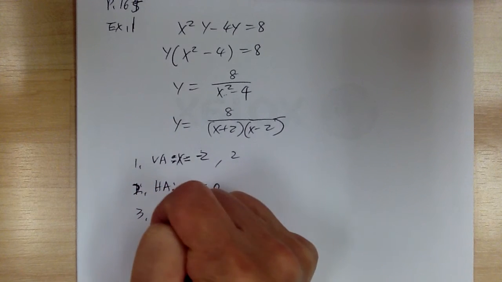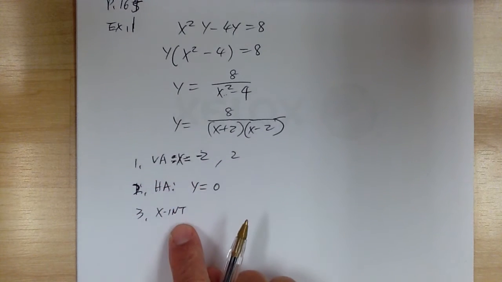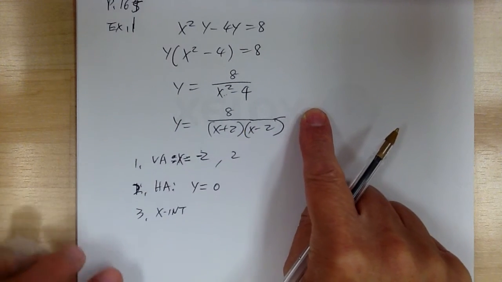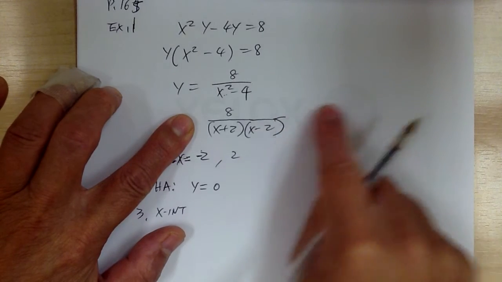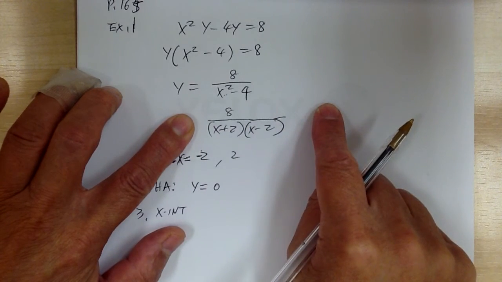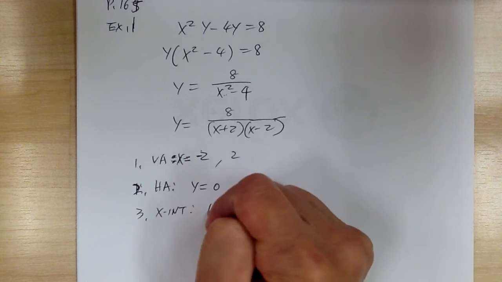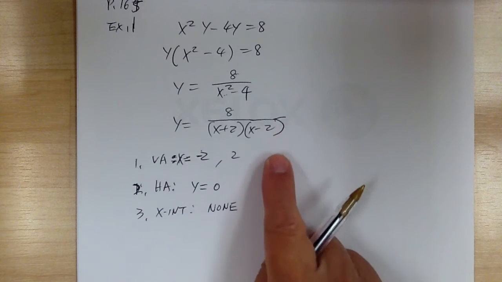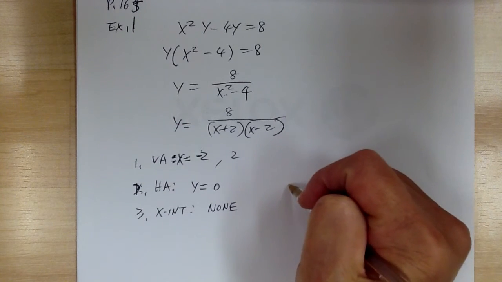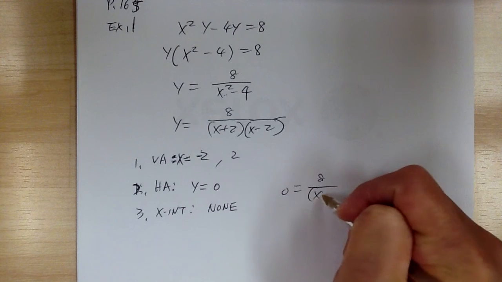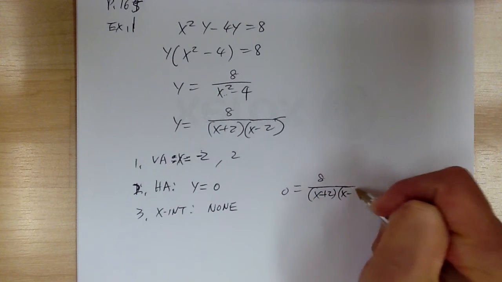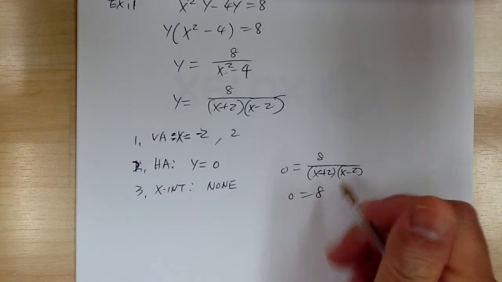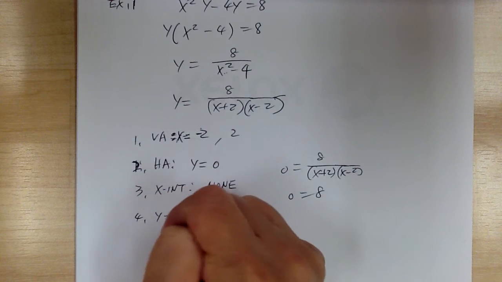Next you want to get the x-intercept. The x-intercept is when y equals 0. So if you set this equal to 0 and cross multiply, you get 8 equal to 0, which is impossible. So in this case, there's none. Again, you set y equal to 0 and you solve for x. You cross multiply and get 0 equal to 8, so that's none, impossible.